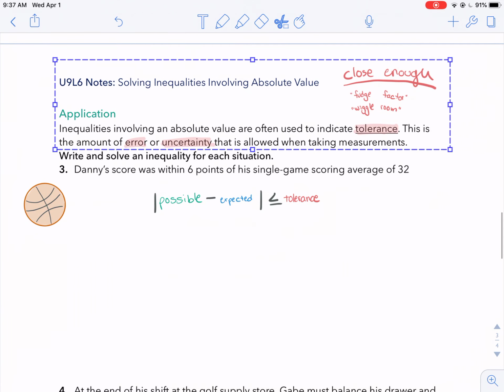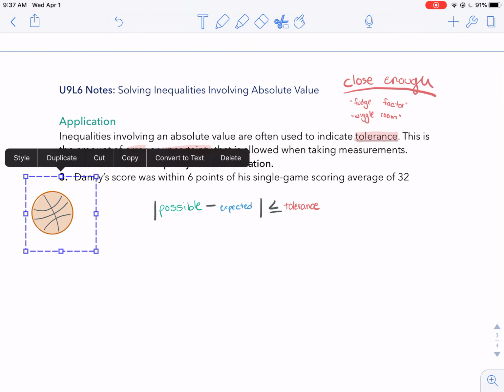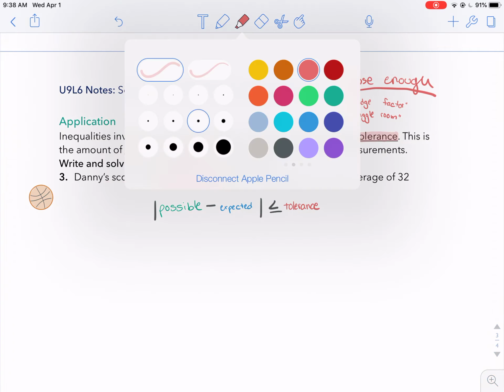So first, we have our first situation where Danny's basketball score is within 6 points of his single scoring game average of 32. We're going to figure out what our possible scores are by subtracting what we expect him to get, taking the absolute value of that difference, and setting it within our tolerance. Within, here, indicates that's our tolerance, that's 6 points. He's going to have plus or minus 6 points of his average.